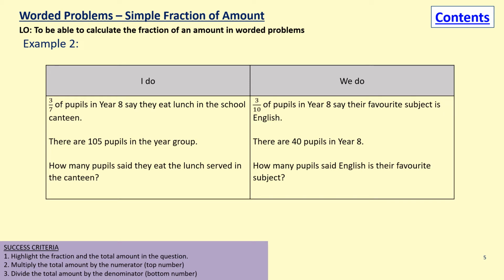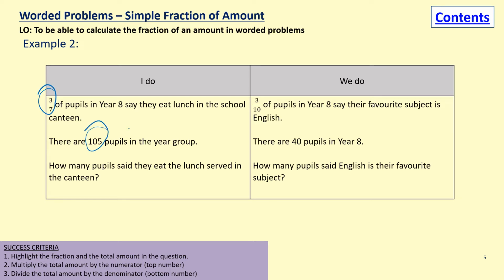Example 2. 3/7 of pupils in Year 8 say they eat lunch in the school canteen. There are 105 pupils in the year group. How many pupils say they eat the lunch served in the canteen? Again, let's follow success criteria. Highlight the fraction and the total amount. So 3/7 is the fraction. The total amount of pupils is 105.